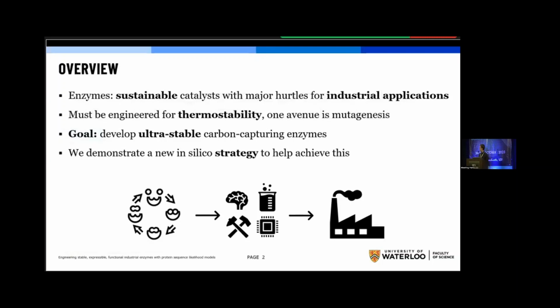Okay, so enzymes, one of their big advantages is that they're sustainable catalysts. But they have some major hurdles, and that's why we don't see them extremely frequently in industry. One of the main hurdles there is their thermostability. So we often have to engineer them because they are only designed to operate within the cell of an organism that they evolved in. And so we might have to mutate them in order to improve their thermostability.